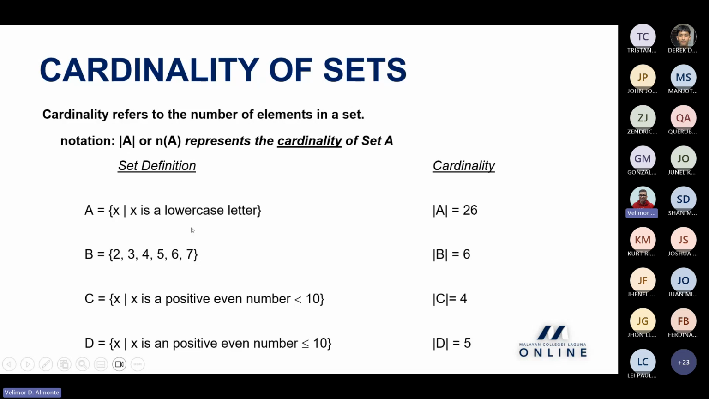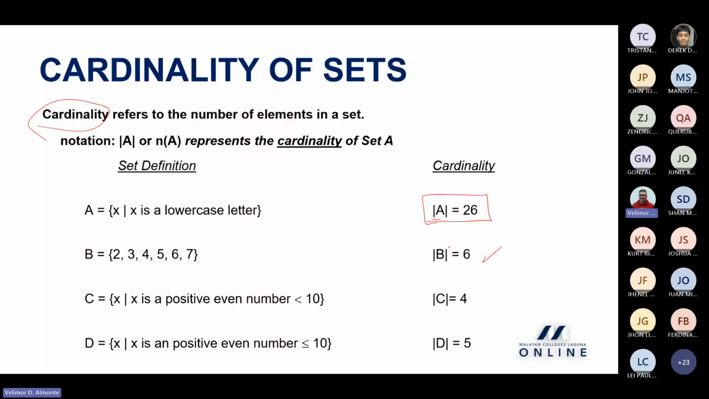Letter A is in rule method, set builder. So I don't have to list down the 26 letters. I just said set of all x's, just that x is a lowercase English letter to be specific. So the notation is you put a double bar. That means you count how many elements are found in the set. That's referred to as its cardinality. If it is listed, just count everything. So the cardinality of B is 6.